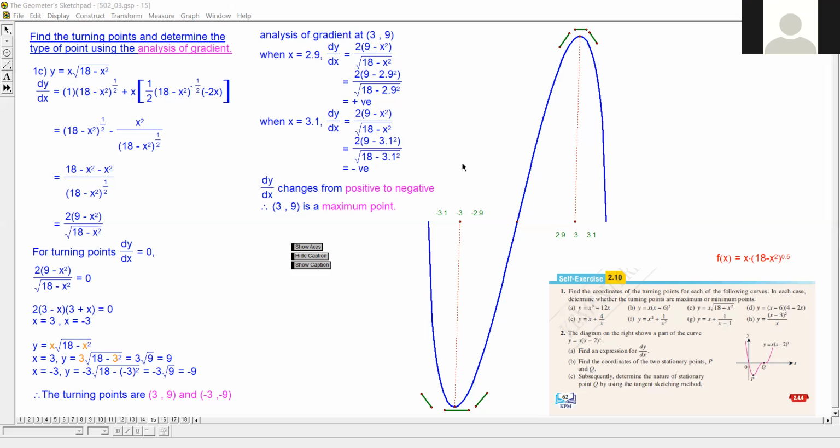Negative. Negative, correct. Because if it is 3, then it's equal, right? But if it is more than 3, then it should be more than 9 already. So it will be negative. So I write down negative.